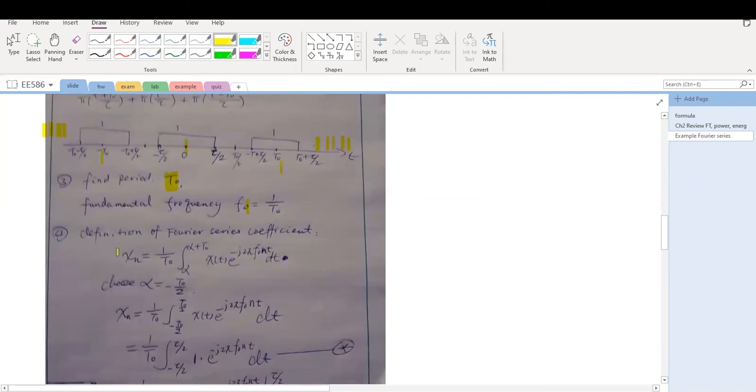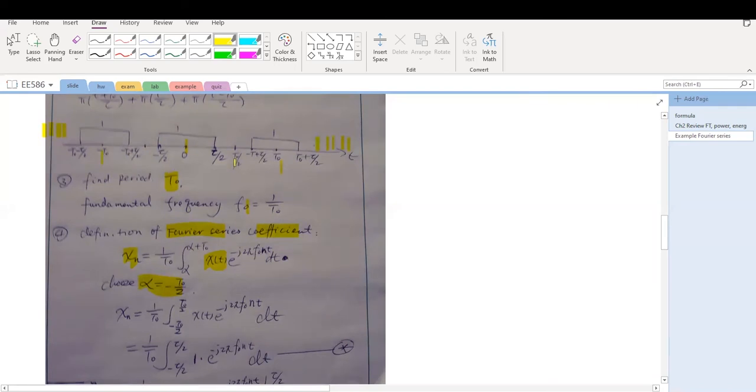Next, we want to recall the definition of the Fourier series coefficient. X of n equals the integral from alpha to alpha plus t naught of x of t multiplied by e to the power minus j 2 pi f naught n t, dt, divided by the period. In this case, we want to choose alpha equals minus half t naught. You can choose any others, no problem. It's just that choosing alpha equal to this value is a little more convenient to calculate the integral.